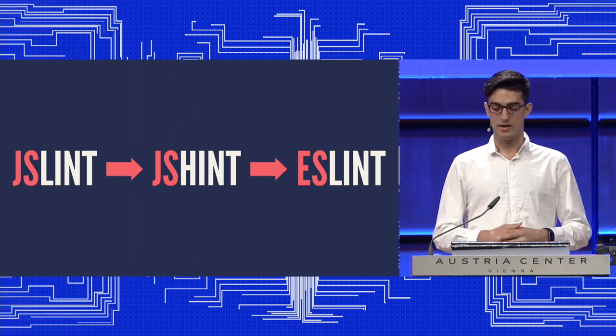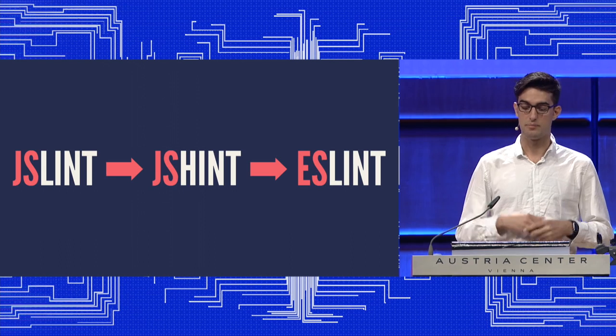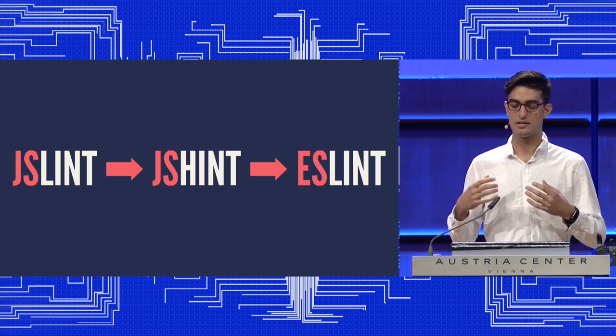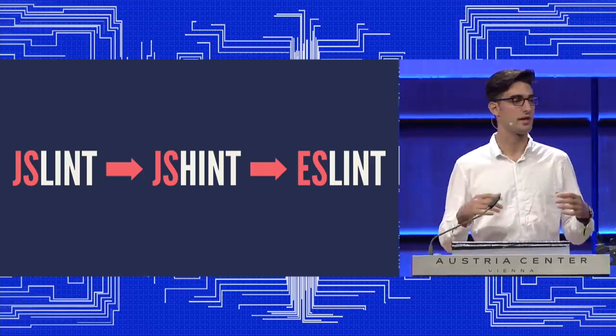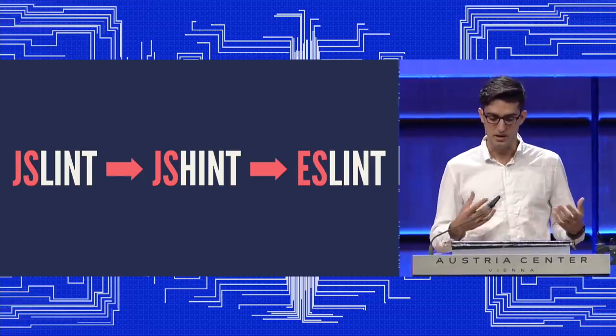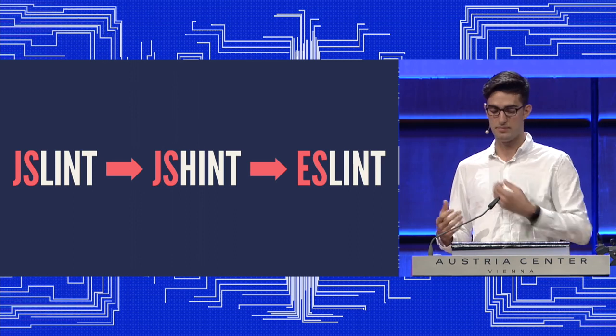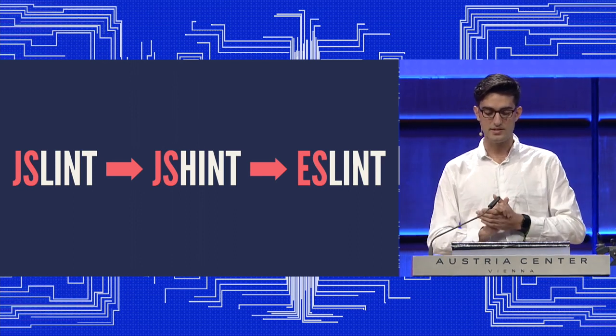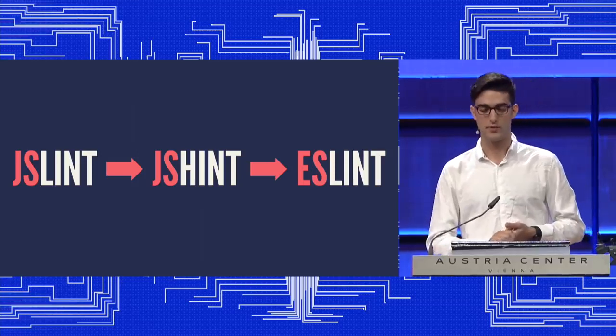Then ESLint came out in 2013, offering specifically better ES6 support and additionally style rules. Style rules are like the way the code looks. It also has a flexible plugin system, which allowed developers to create their own rules. And so ESLint is now by far the most popular linter, and it's going to be the focus of our talk.